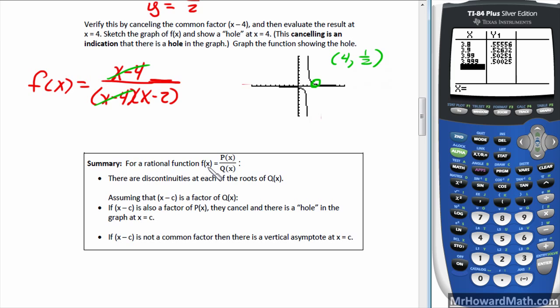Alright, in summary, for a rational function f of x, which is equal to p of x over q of x, there are discontinuities at each of the roots of q of x. So each root, in other words, each factor in the denominator gives you a discontinuity. It is either going to be a vertical asymptote or a hole. Assuming that x minus c is a factor of q of x, so for example, before we had x minus 4 and x minus 2 as factors. If x minus c is also a factor of p of x, so it's shared between the numerator and denominator, they cancel and there's a hole there. If x minus c is not a common factor, then there's a vertical asymptote at x equals c.